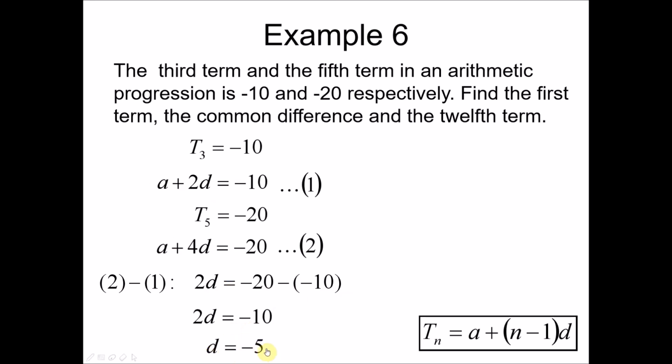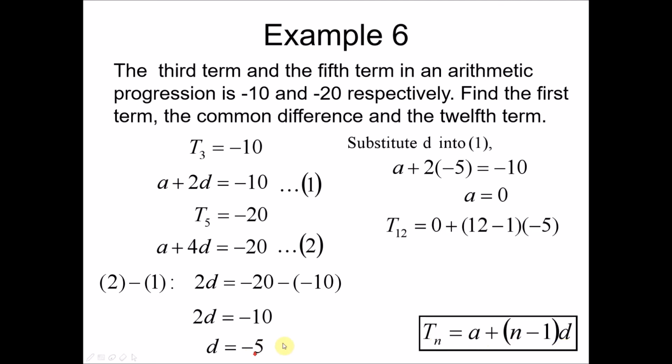After we find the value of d, we substitute d into any of the equations. Equation 1 or equation 2, you get the same answer. Here I substitute into equation 1, so d becomes -5. a plus 2 times negative 5 equals negative 10. Solve this, a equals 0, meaning the first term is 0. Since we already found the first term and the common difference, we can find the 12th term using this formula. T12 equals, a is 0, n is 12, d is negative 5. Hence, we substitute the values, and we find the answer.